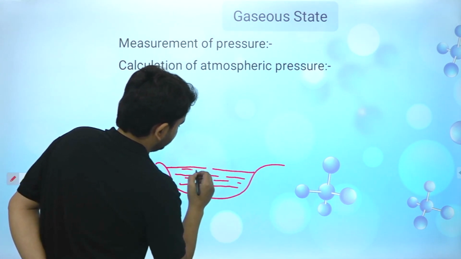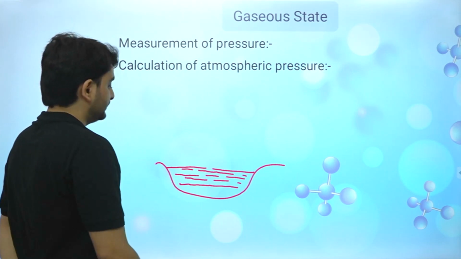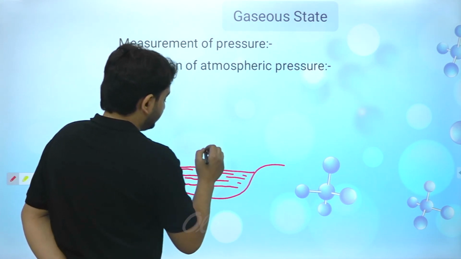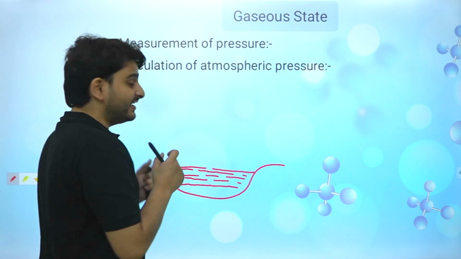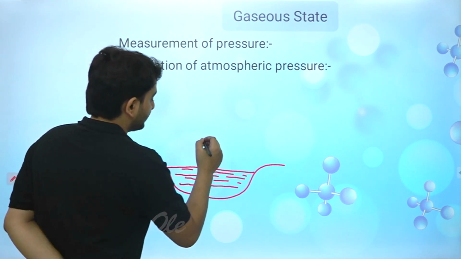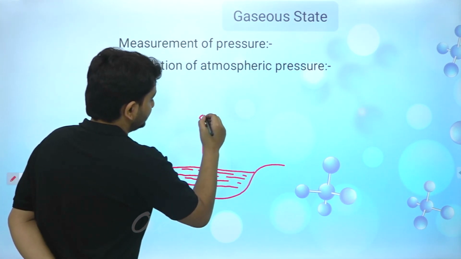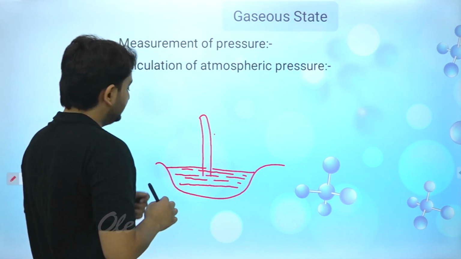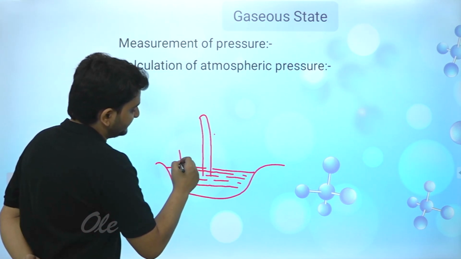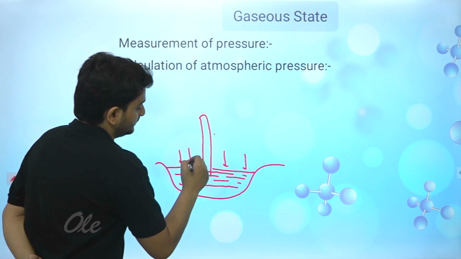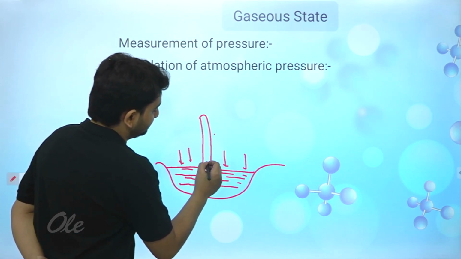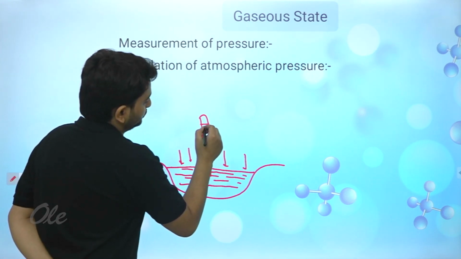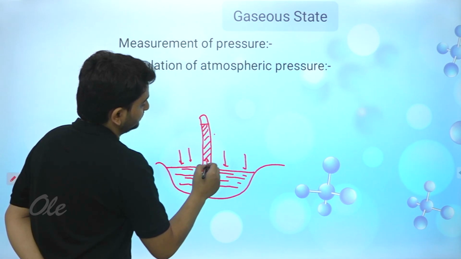Mercury is placed in this dish. And then there is a vertical column, a very narrow vertical column, in fact, which is dipped like this in this mercury. Because there is atmospheric pressure exerted over here, this mercury rises up this tube. Let's say it rises up to this level. Mercury fills this tube up to this level.